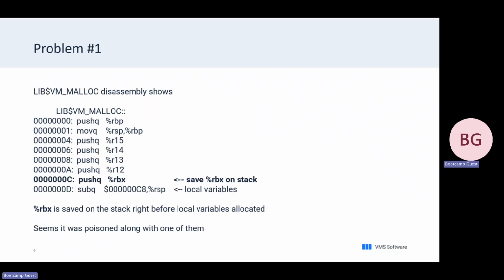And if you look at this assembly of VM malloc, we see that RBX is actually stored on the stack in the function prolog, and at the epilogue, it was restored from the stack. So it was poisoned somehow in the stack, being saved. Right after pushing RBX, the local variables are allocated. So we just move the stack, and there lie all the local variables. So it looks like it was poisoned along with one of these variables. And you don't know which one because, again, LLVM mixed them how it wanted.